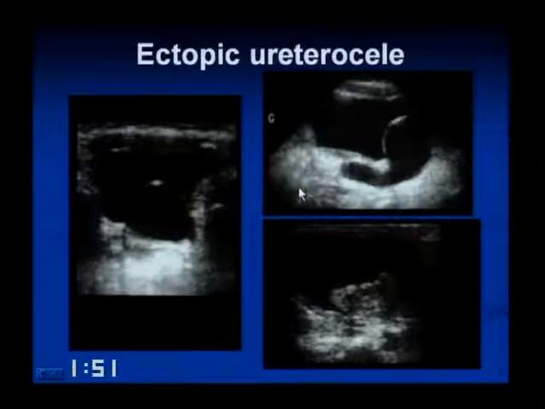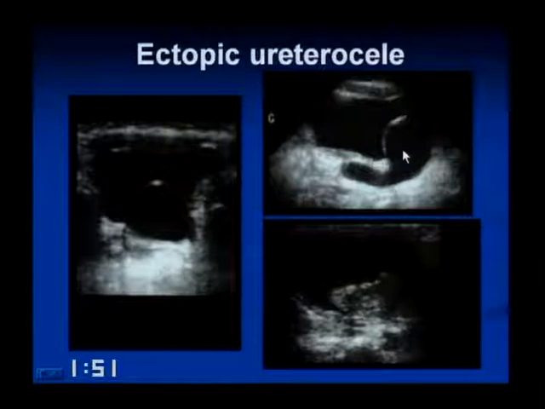The image on the upper right is an ectopic ureterocele, and if you look, it contains debris. These systems are obstructed. They may contain precipitates. They could have blood or pus behind them, so that's not that unusual a finding. The ureterocele in the lower right-hand corner is collapsed.